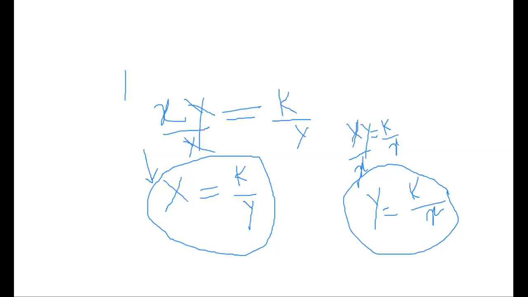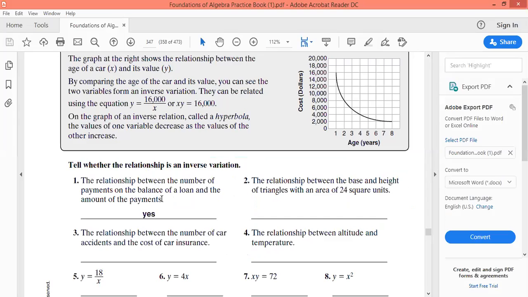Now look at this. Tell whether the relationship is an inverse variation, yes or no. Let me share your book, this one. Question number two: the relationship between the base and height of a triangle with an area of 24 square units. Look at it.